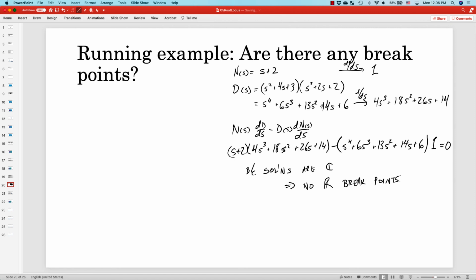Okay, so we introduce this as a way to find the breakpoints. It's also a way to find that there aren't any breakpoints. That's convenient. Questions on that?